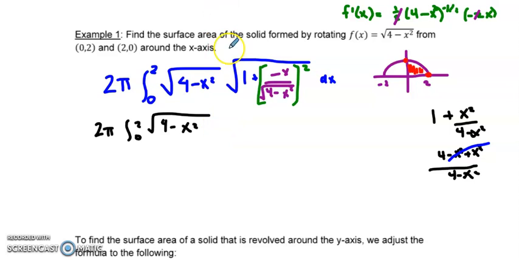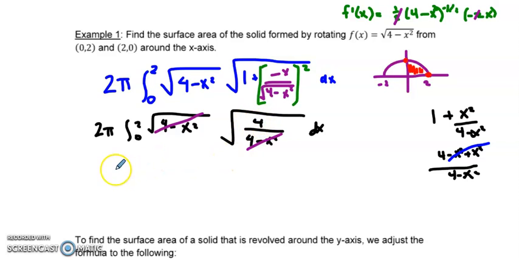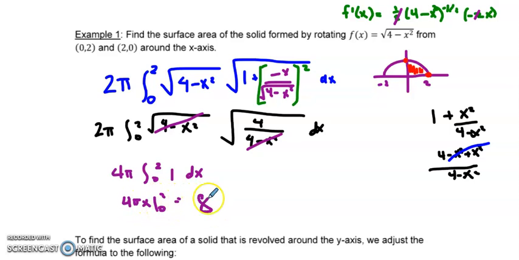So coming back over here, underneath the radical, I have 4 in the numerator and 4 minus x squared in the denominator. Well, that's helpful because I have this denominator of the square root of 4 minus x squared, and I have this square root of 4 minus x squared. Those will now cancel. And of course, the square root of 4 is 2. So I have 4 pi times the integral from 0 to 2 of just 1 dx. Of course, 1 integrates to x, evaluate from 0 to 2, and I get a surface area of 8 pi.